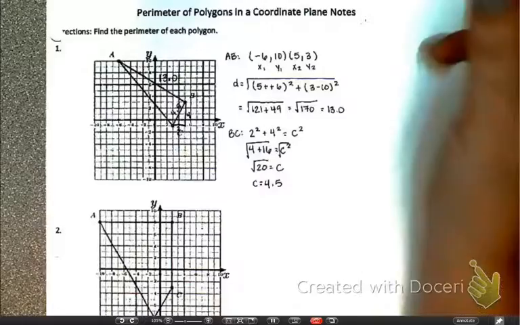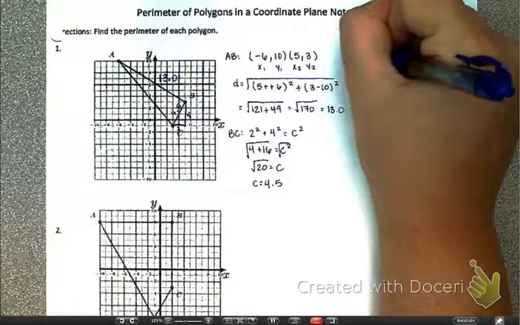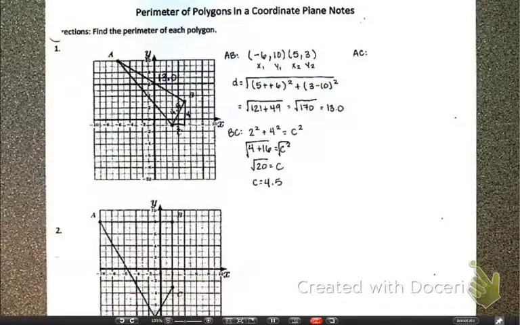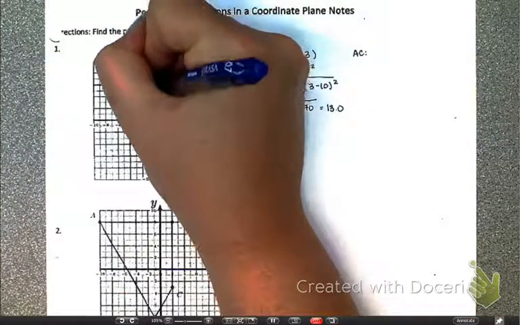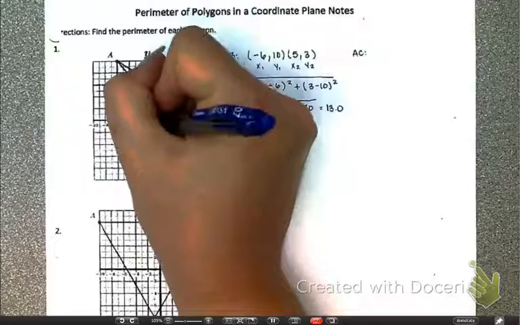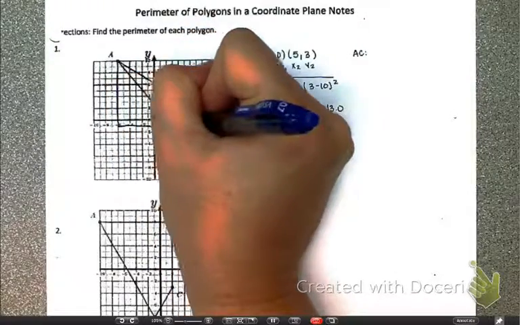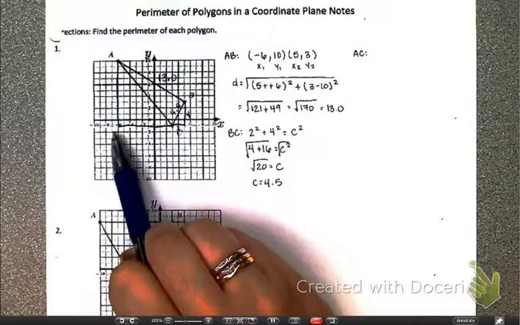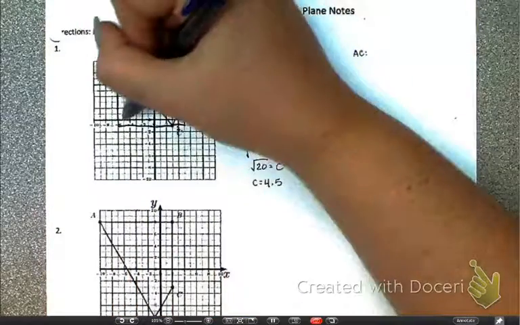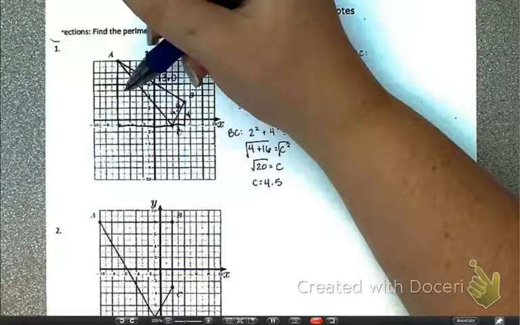All right, so let's find AC. Do we have a consensus on which one we want to do? Distance or Pythagorean theorem? Pythagorean theorem, okay. If you like the distance formula, then you go ahead and do that, but I'm going to draw in my right triangle. So we're going to count along the bottom first. So everyone real quick, count along the bottom if you're doing Pythagorean theorem.